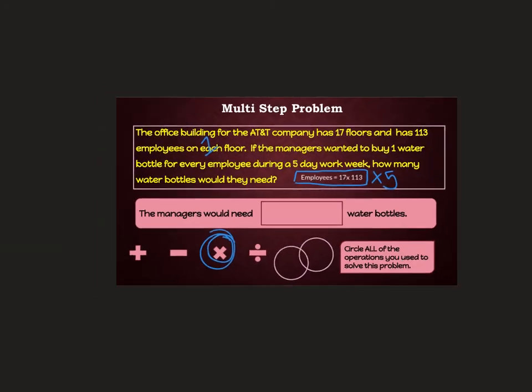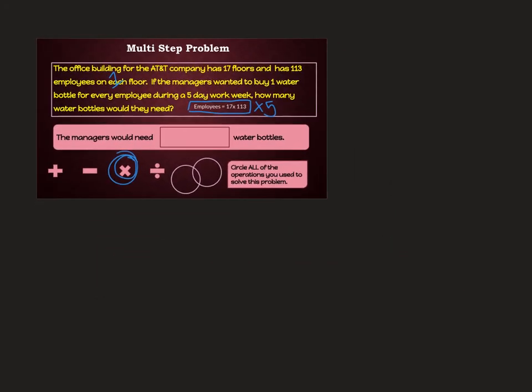And remember, if you come across a word problem and you're not really sure which operation to use, you can always use this strategy here, the GET strategy. The G is for groups, the E is for each.